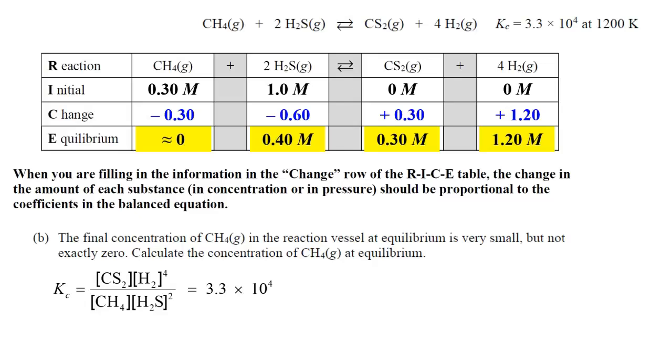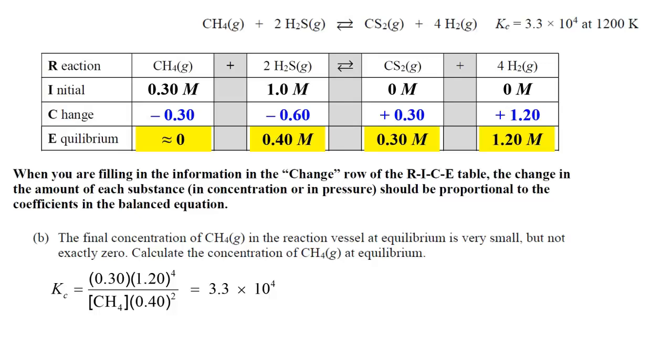We know all of these concentrations from our Rice table except for CH4. So for the CS2, that would be 0.30. For the hydrogen, that would be 1.2. And then for the H2S, that would be 0.4. So all I did was I plugged in the equilibrium concentrations of everything that we know at this point, except for the CH4. So what it's telling us in part B is that the final concentration of CH4 is a very small number, but not exactly 0. I'm going to rearrange this equation. Again, I set this equal to the value of Kc, which is 3.3 times 10 to the 4.